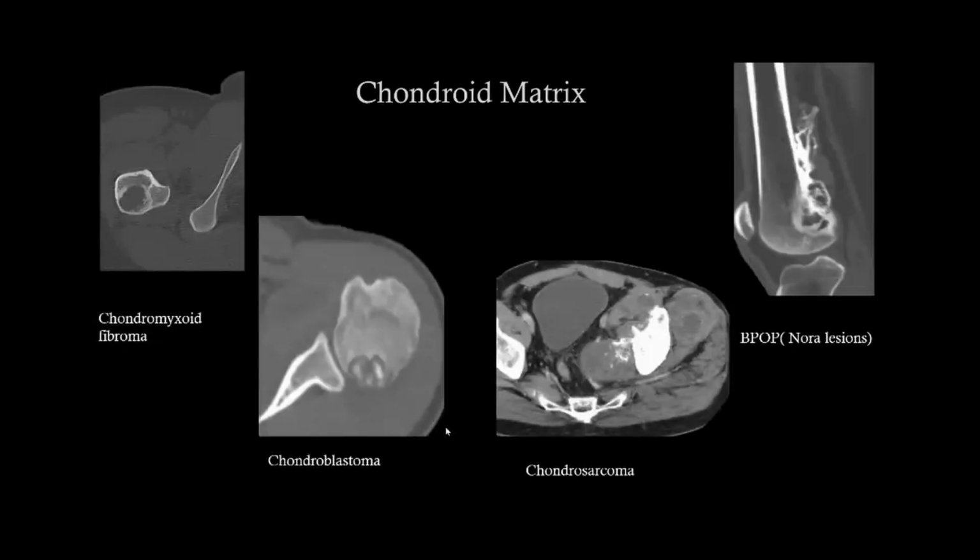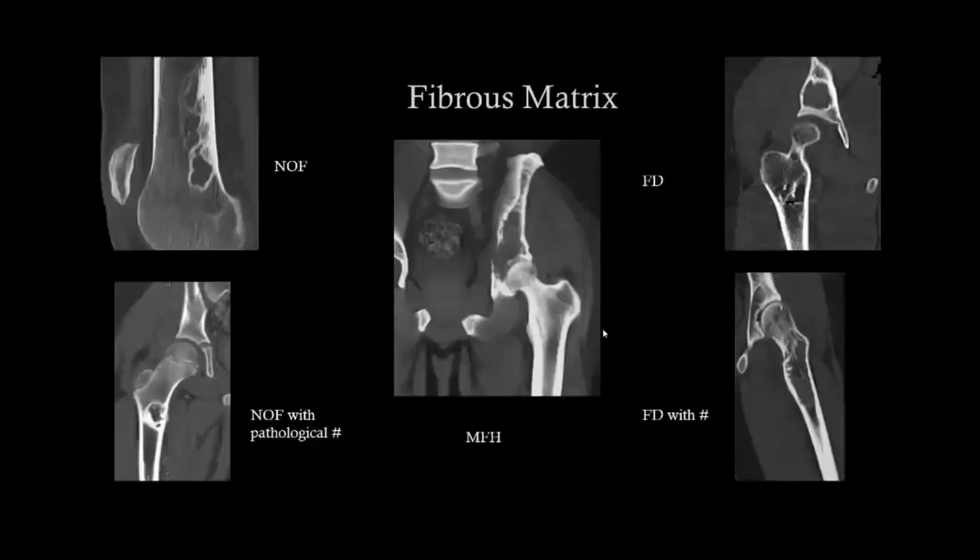Other examples for the chondroid matrix: chondromyxoid fibroma, chondroblastoma, and chondrosarcoma. Okay. Fibrous matrix: non-ossifying fibroma, malignant fibrous histiocytoma, fibrous dysplasia. Take care of the matrix, which is not fluid.